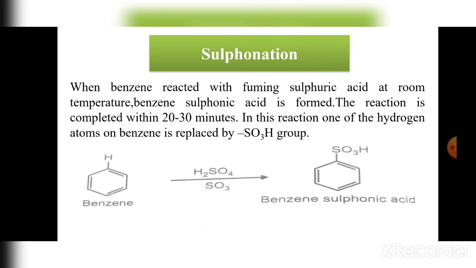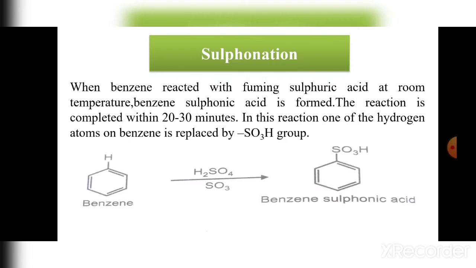Now the next, sulfonation. In case of sulfonation, benzene is reacted with fuming sulfuric acid at room temperature, and we get benzene sulfonic acid. The reaction is completed within 20 to 30 minutes. In this reaction, one of the hydrogen atoms on benzene is replaced by the SO3H group. It is nothing but sulfonation.